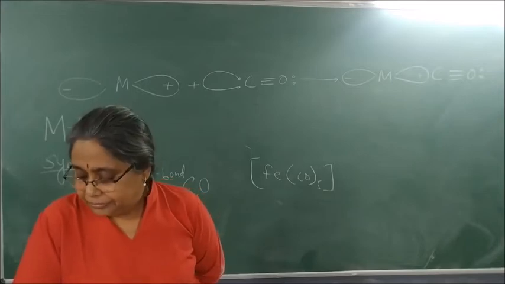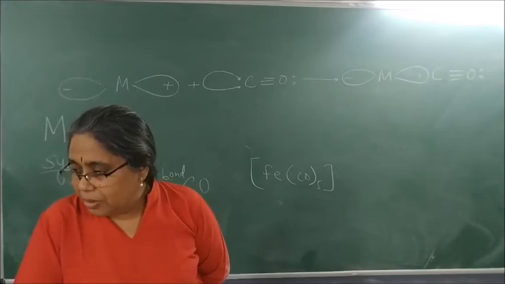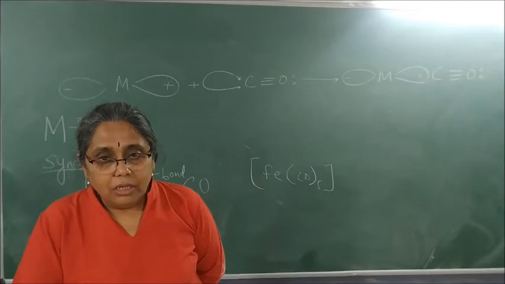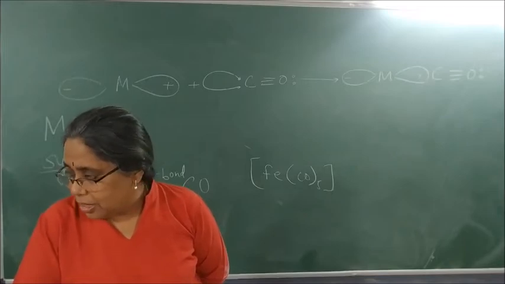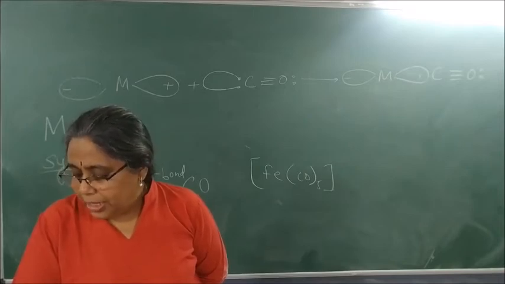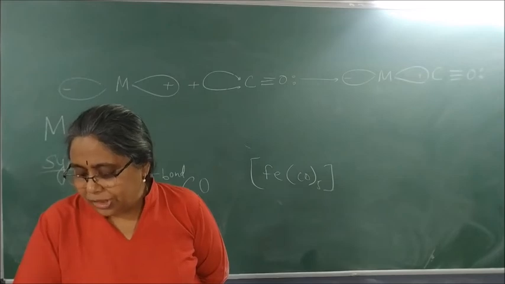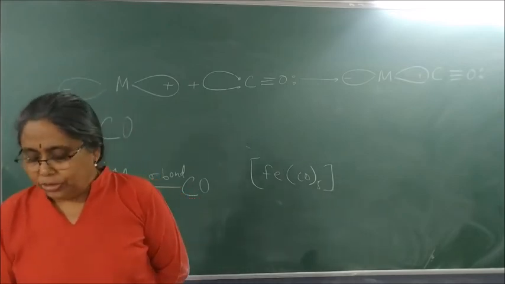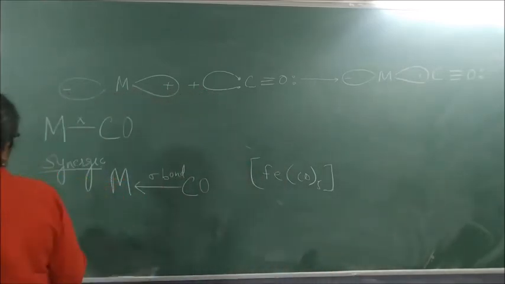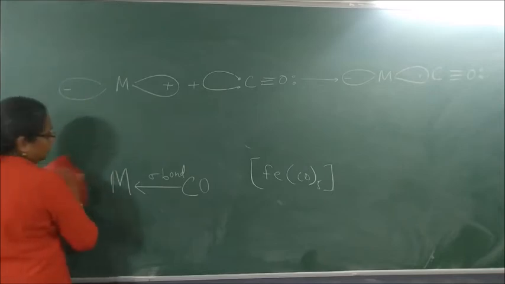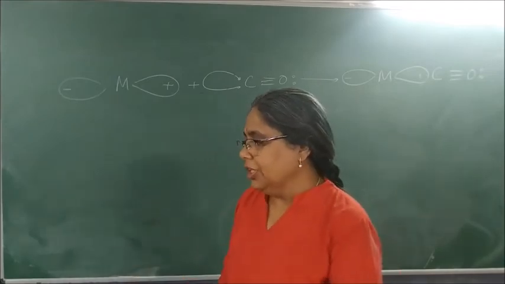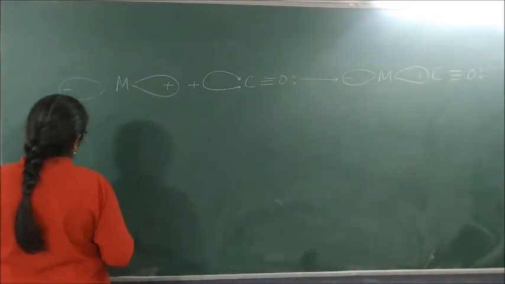Thus, the metal carbon bond in metal carbonyls possess both sigma and pi character. They possess both sigma as well as pi character. Please draw this for showing the pi character of the metal atom.